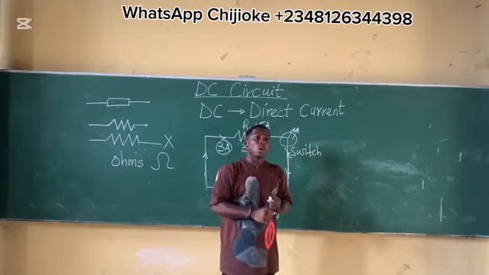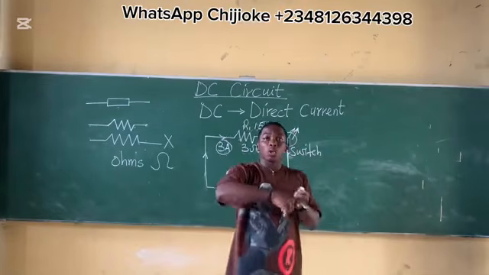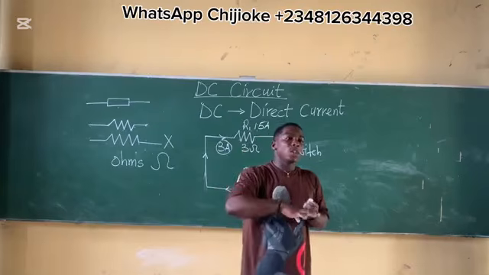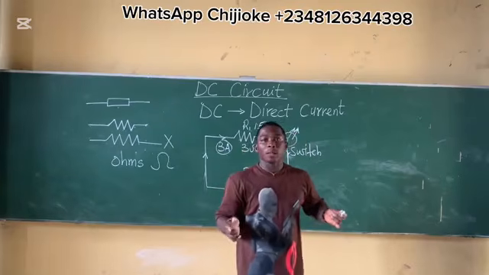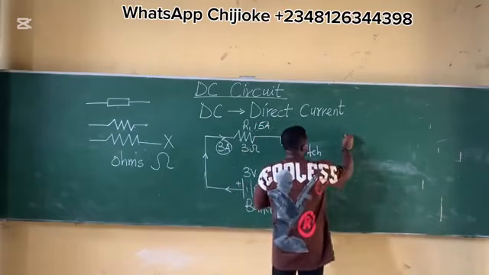Number 1 is called a resistor. Number 2, a capacitor. Number 3, an inductor. And number 4, an AC generator. Or you can call it an AC supply. Alright? An AC generator.